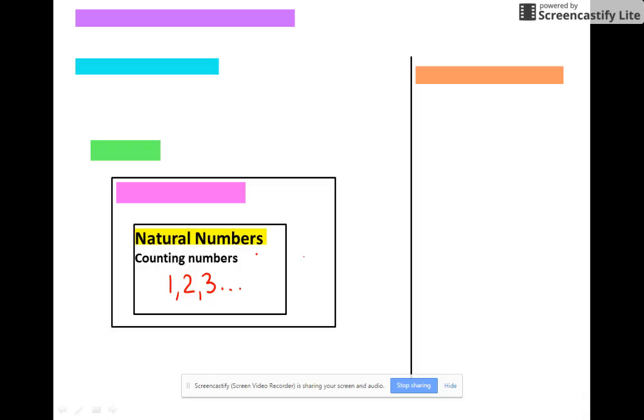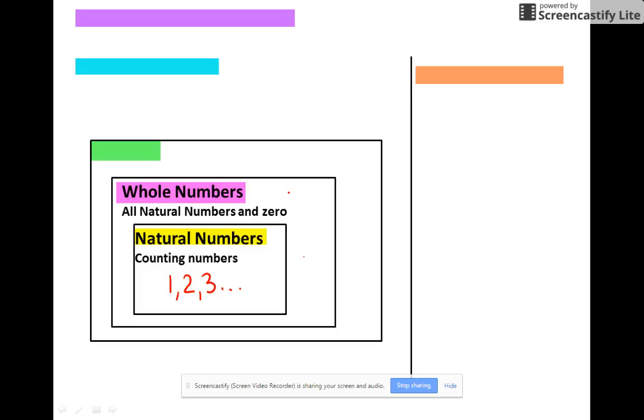The next set of numbers is the whole numbers, and those are all the natural numbers and 0. Remember, 0 is a really special number. It's neither positive or negative. And by adding that 0 in, we add in the whole numbers. So those are numbers like 0, 1, 2, and 3. Notice how the natural numbers are also included in whole numbers.